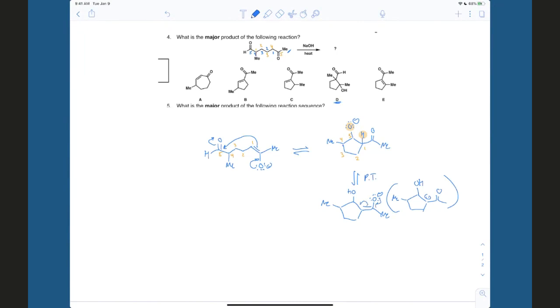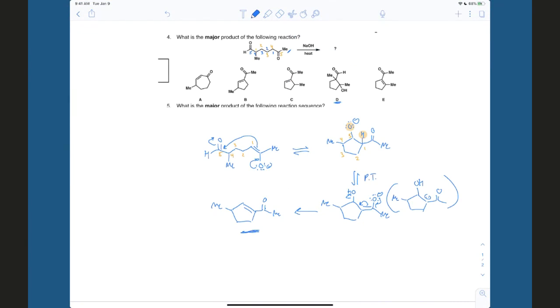And this can go down. And now we have an intramolecular elimination of hydroxide. This step ends up being less reversible. We end up with our alpha-beta unsaturated carbonyl compound. And we get to this structure.